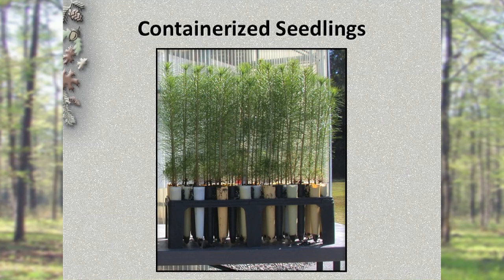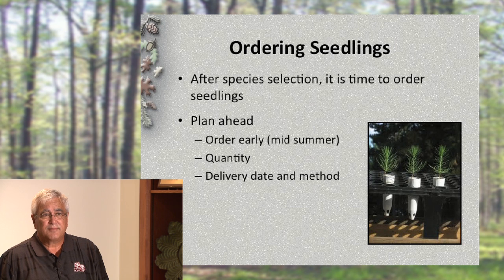This is a picture of containerized seedlings. These happen to be loblolly pine in supercell tubes, and you can see that they perform very well. This is the type of growth that you can expect after about 2 or 3 months. Containerized seedlings would not be a full year in the container itself. It would only be a shorter period of time.